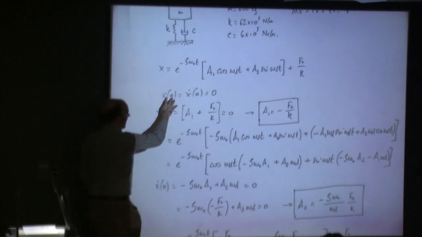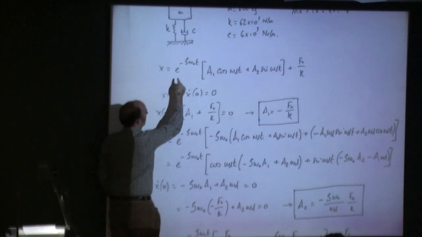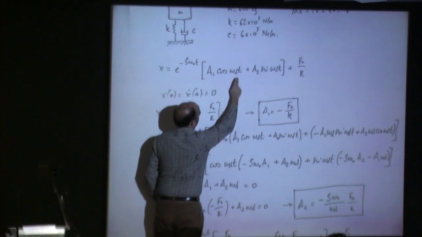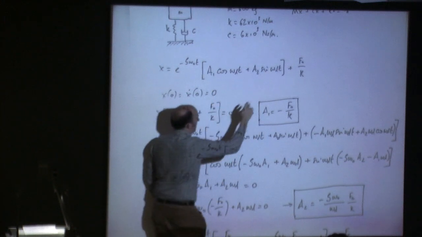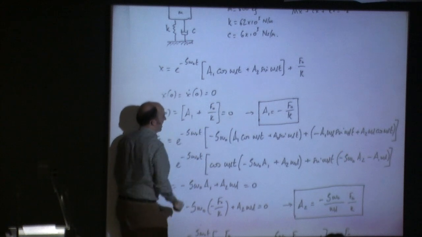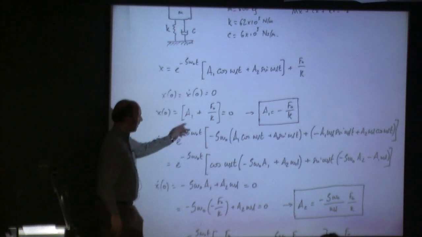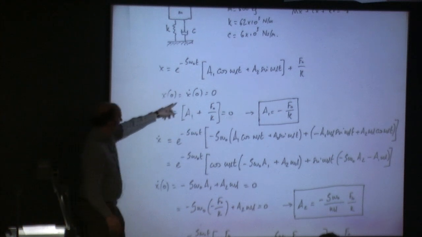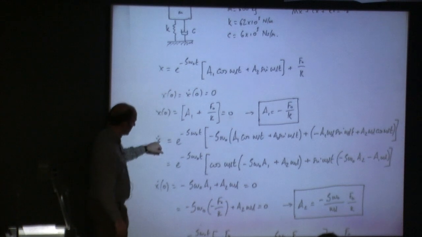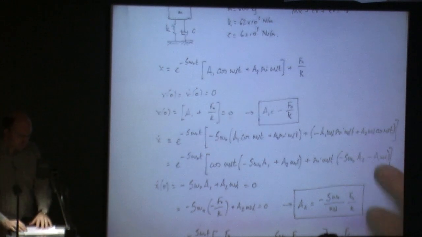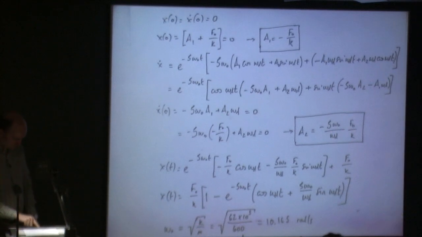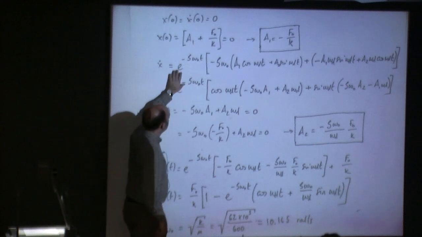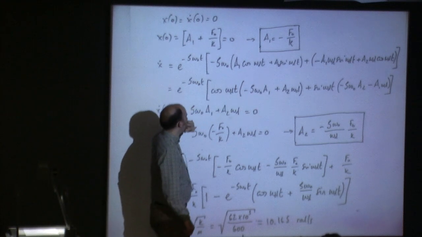If you do x of 0, so stick in 0 for time, the exponential becomes 1, the cosine becomes 1, and the sine becomes 0, so that disappears. So we end up with a1 plus f0 upon k equals 0. Therefore a1 must be minus f0 upon k. To get x dot of 0, we need to find the derivative of this with respect to time. You apply your differentiation rules, with the product rule and the chain rule, and you get this.